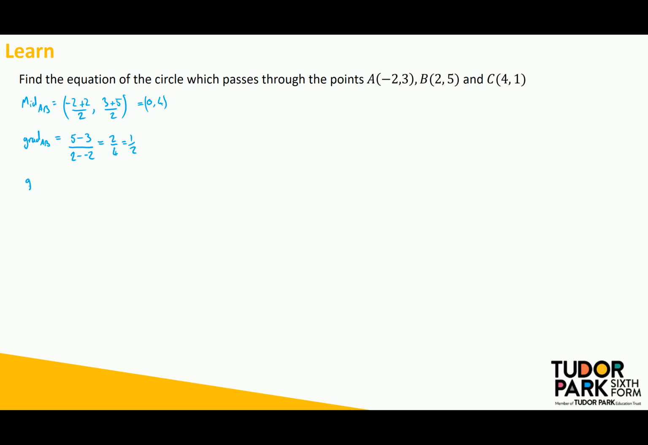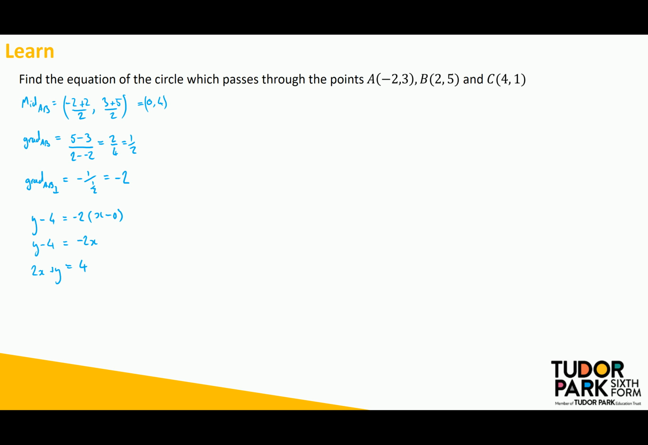Finding the negative reciprocal of that gradient, I will find the perpendicular. So minus 1 over a half just gives me a gradient of negative 2. Now I've got a gradient, I've got a point, so I can find the equation of that line using y minus a y-coordinate is equal to the gradient multiplied by x minus the x-coordinate. So that becomes y minus 4 is equal to minus 2x, or rearranging 2x plus y is equal to 4.